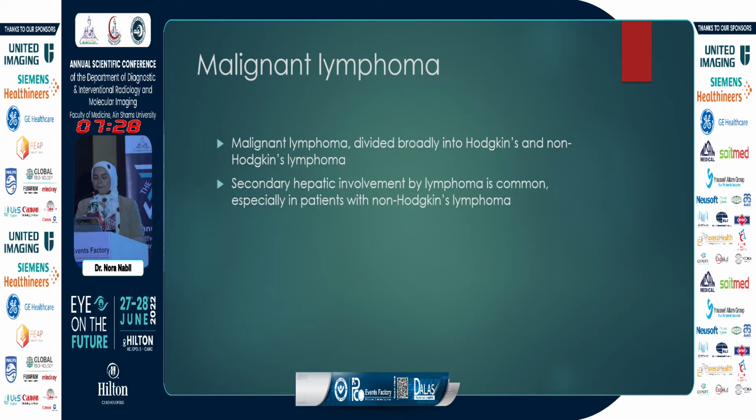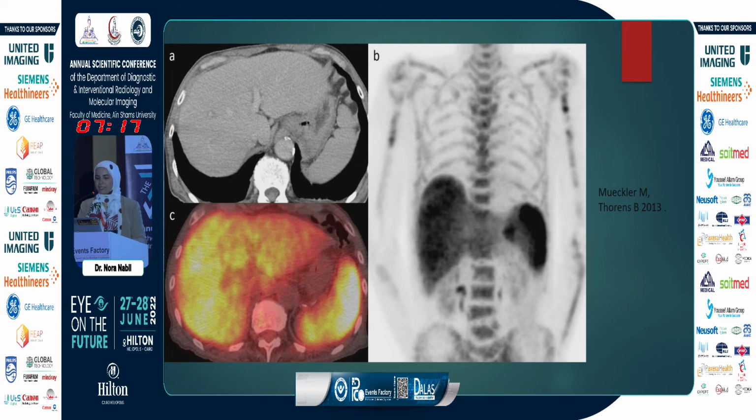Malignant lymphoma, as we know, is divided into Hodgkin and non-Hodgkin lymphomas. Secondary hepatic involvement by lymphoma is common, especially in patients with non-Hodgkin lymphoma. We have also here a case. In this patient, when we did CT alone, we just saw hepatosplenomegaly. But when we did PET examination, we see diffuse enlargement and diffuse infiltration with increased metabolic activity of both liver and spleen. And by the MIP study, we show diffuse marrow infiltration. This patient proved to be lymphoma.